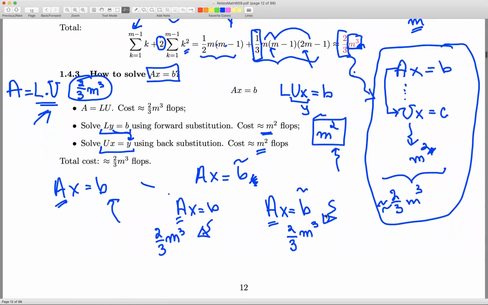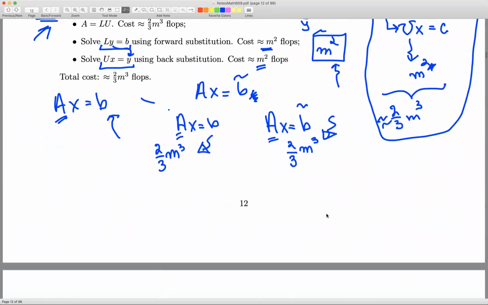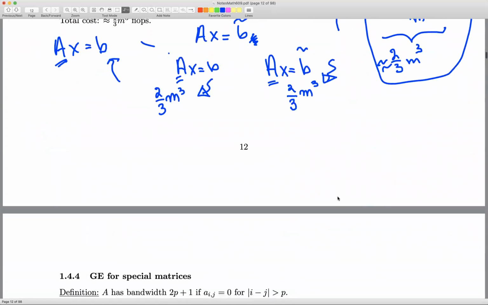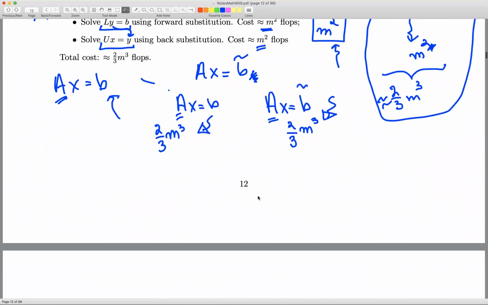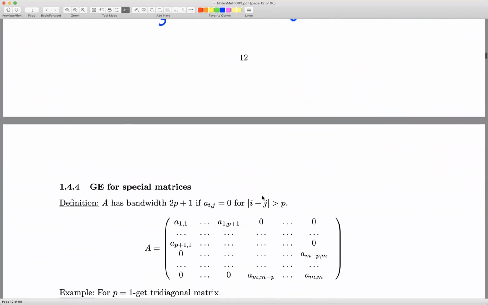So this is a little discussion about the LU factorization, and why sometimes it is useful to do LU factorization for A and keep it in your memory, and then every time a new B comes, just use forward substitution and back substitution.